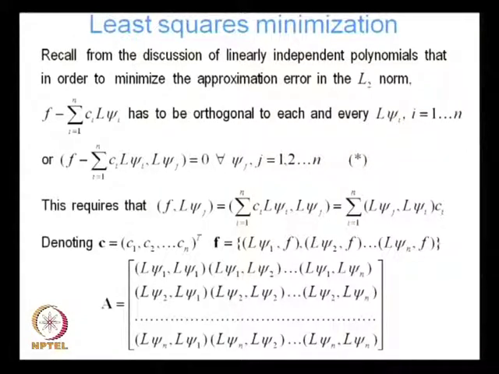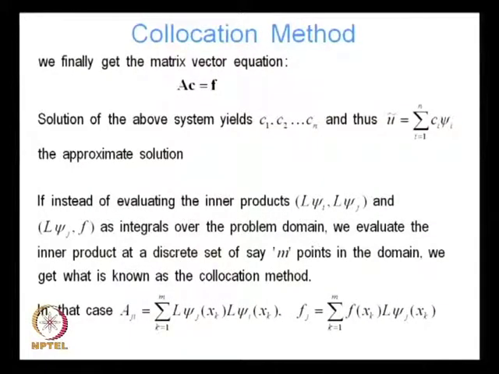So, the only difference is that instead of evaluating that inner product as an integral, I am evaluating it as a sum. I am evaluating these basis functions at each of my grid points and then summing them up. So to get A_ji, I am evaluating L psi j at x1 times L psi i at x1, then I add to it L psi j at x2 times L psi i at x2, and so on and so forth. So it is a sum, I am sorry for the confusion.